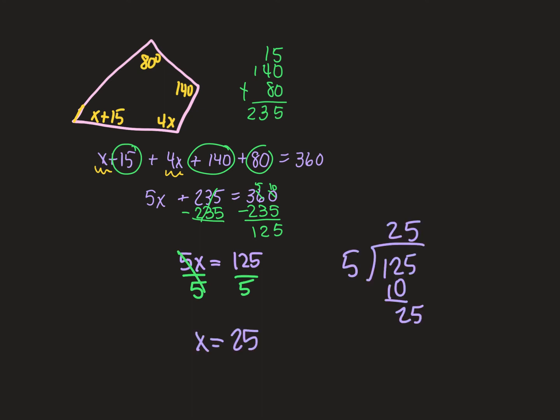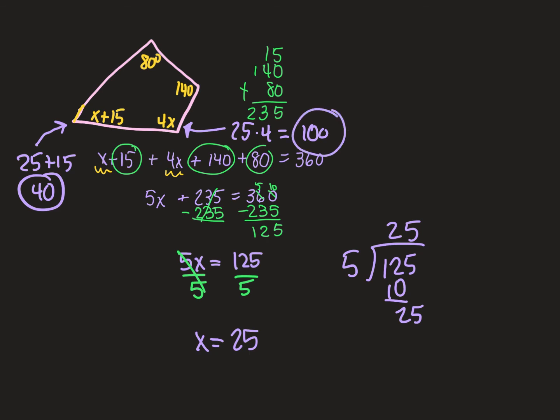and I get 25. But what is the final answer for that corner? That corner is 25 plus 15, or 40. What is this corner, this angle right here in that corner? It is 25 times 4, or 100. 40 and 100 are my angle measures that I didn't know.